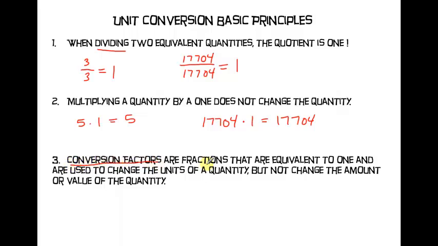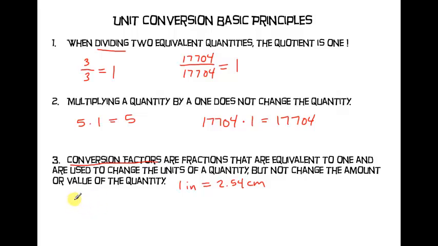Conversion factors are fractions that are equivalent to 1, and they're used to change the units of a quantity, but they don't change the amount or the value of the quantity. Now here's an example of a unit conversion factor. Let's say that we were told that 1 inch is equal to 2.54 centimeters. And that actually is true. 1 inch and 2.54 centimeters are exactly the same length.